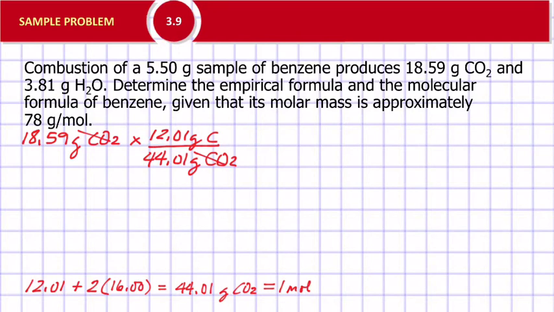And that allows me to calculate the mass of carbon, because that CO2 came from combusting the benzene. All the carbon in the CO2 came from the benzene. The oxygen could have come from the benzene, or it could have come from the oxygen that we put in there so that it could burn. We don't know.